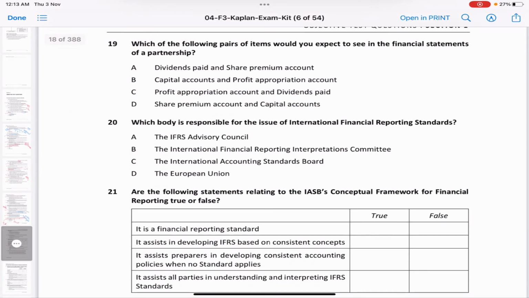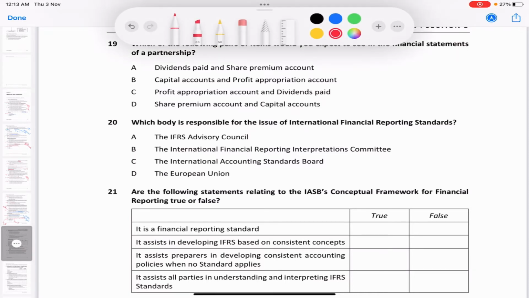Which of the following pairs of items would you expect to see in the financial statements of a partnership? Dividends paid and share premium account. Would you expect to see share premium account? Okay. Capital accounts. Give me a second. My pen is not working. Yeah. Capital accounts and profit appropriation account. Share premium account and capital account.